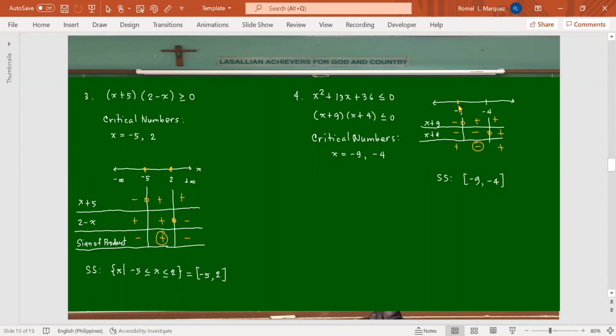But we include negative 9 and negative 4. Why are negative 9 and negative 4 included again, children? Because it is less than or equal, so equal is included. The equation is part of the solution. Okay now, guys?